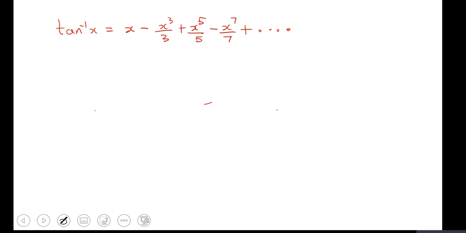Derivative of arctan, a little bit more intricate. You need to go through it once again.